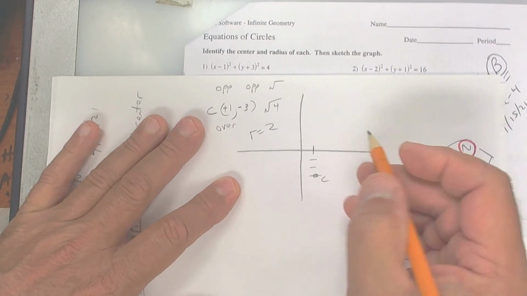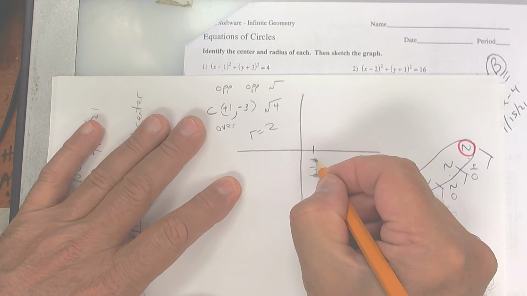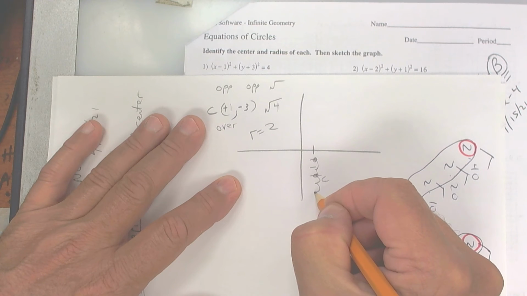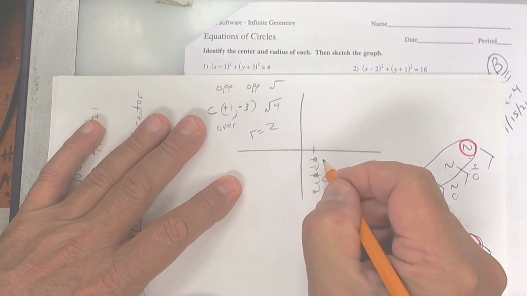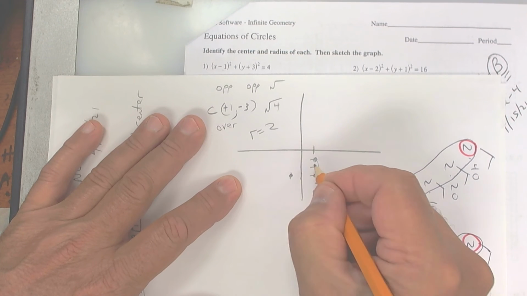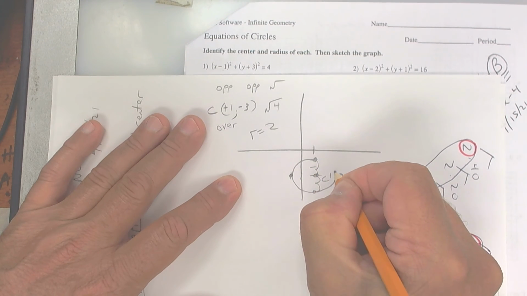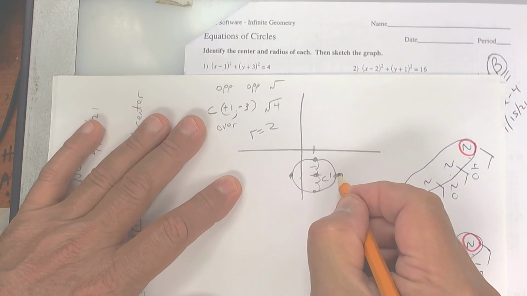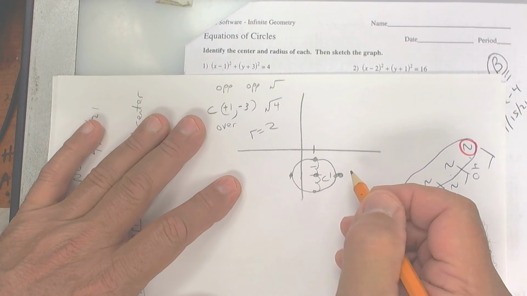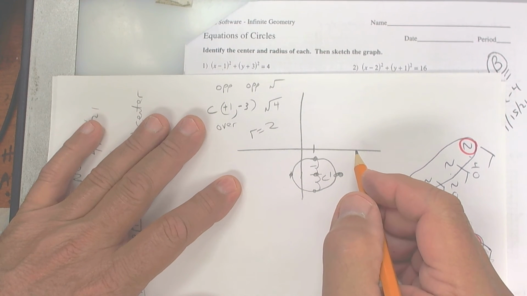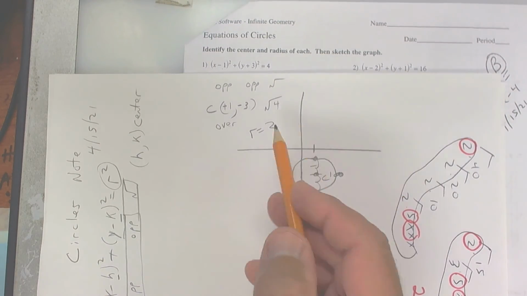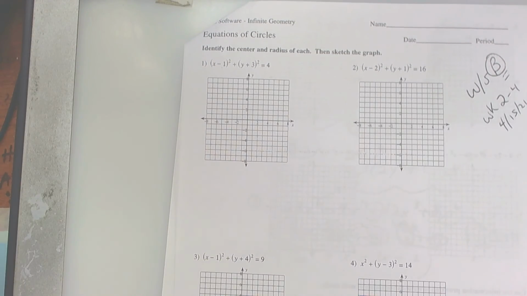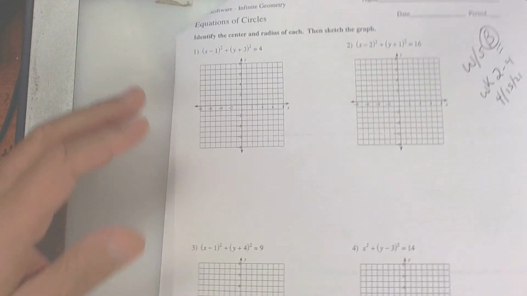So what you do is you go up 2, you go down 2, you go to the right 2, and you go to the left 2. And then you connect these points, and you have your circle. Now I probably should have used graph paper, but it is. Okay? So remember opposite, opposite, square root. Let me let you try one.